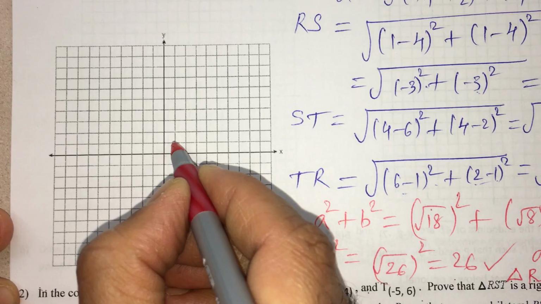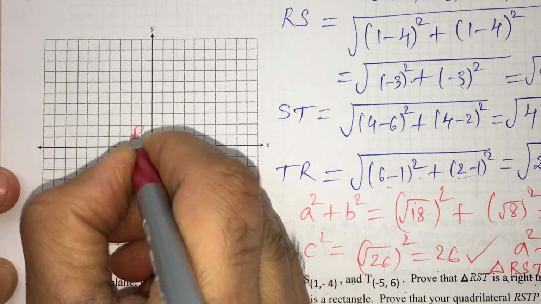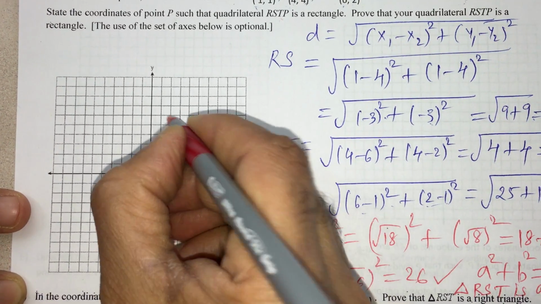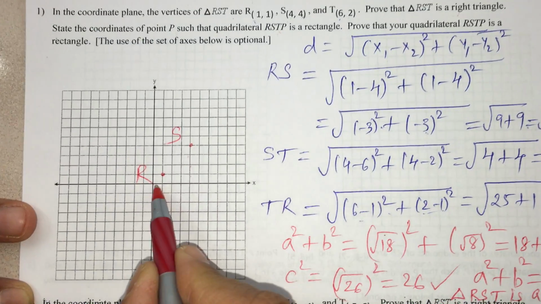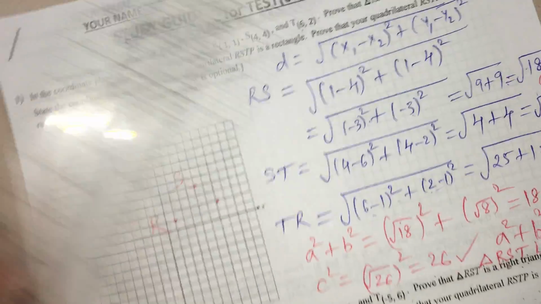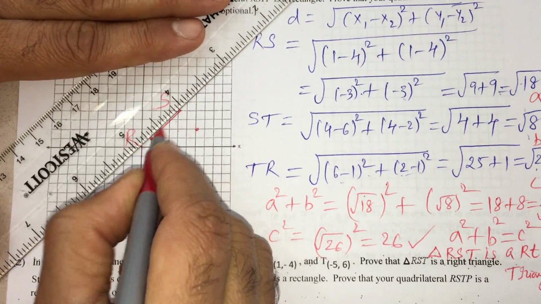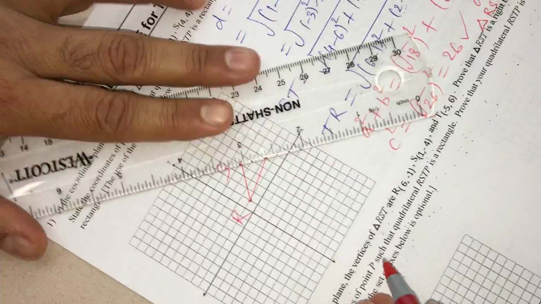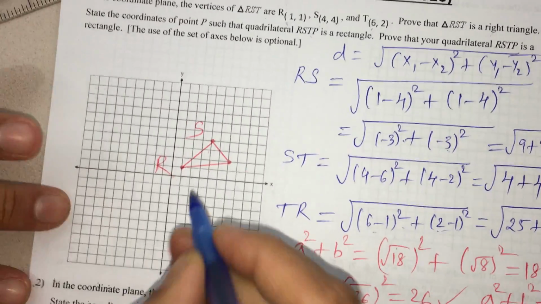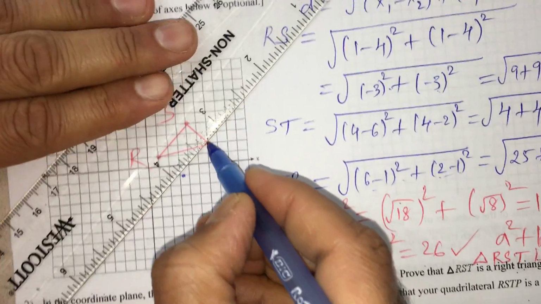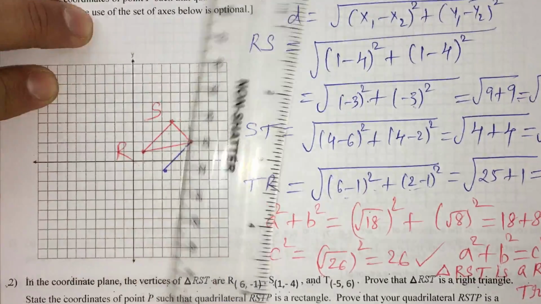That will be easy. 1, 1, this is R, and 4, 4, 1 2 3 4, 1 2 3 4, this is S, and then T is 6, 2: 1 2 3 4 5 6 and 1 2. See, I got a triangle. If I join these points like this and like this, I get a right triangle. Now if I take a point P somewhere here and join, this is not exact, it is only a rough diagram, just to give an idea.